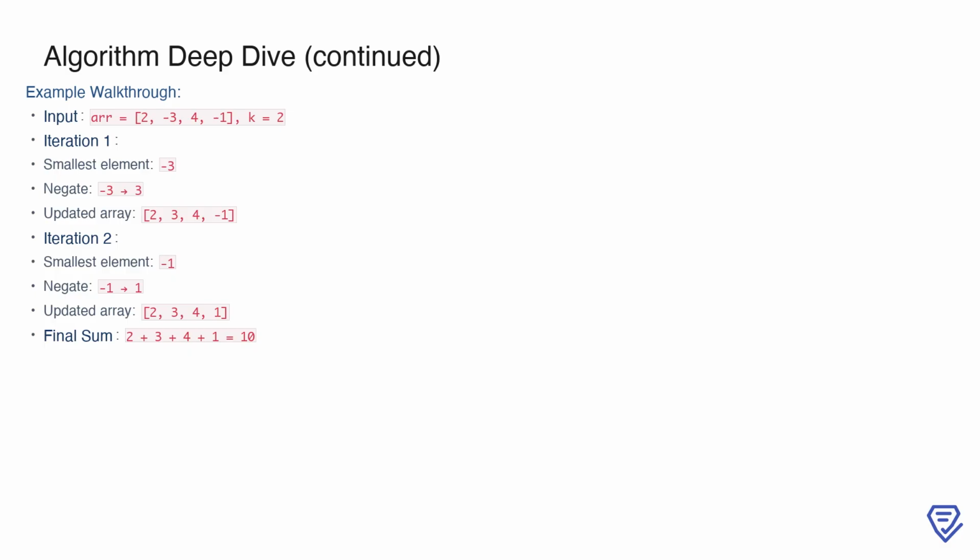Let's walk through an example to see this process in action. Suppose the input array is 2, -3, 4, -1, and k is set to 2. In the first iteration, we identify the smallest element, which is -3. Negating it gives 3, and the updated array becomes 2, 3, 4, -1. In the second iteration, we again find the smallest element, which is now -1. Negating it results in 1, and the updated array becomes 2, 3, 4, 1. Finally, we compute the sum of the updated array, 2 plus 3 plus 4 plus 1, which equals 10. This is the maximum sum achievable with the given input and constraints.